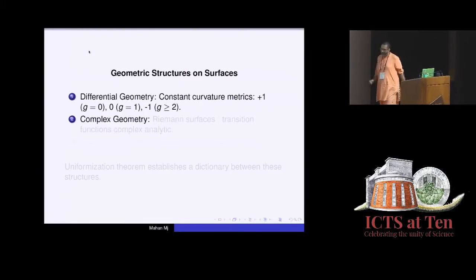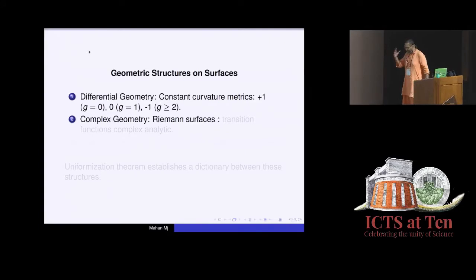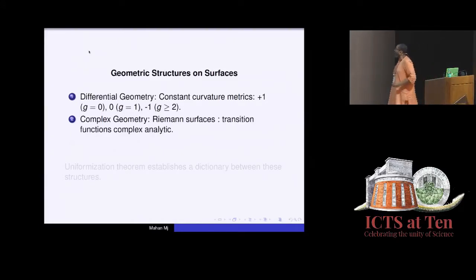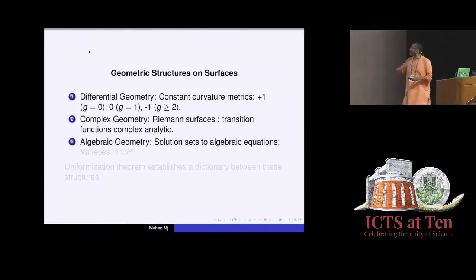There's the complex geometric approach, which was elucidated by Ashok yesterday. So these are Riemann surfaces. I'll just briefly say what these are. These are two-manifolds where the transition functions are complex analytic. There's the algebraic approach, and you look at these same things as solution sets to equations, but you make them compact or closed by not thinking of them as solutions in Cn, but as solution sets in projective space.